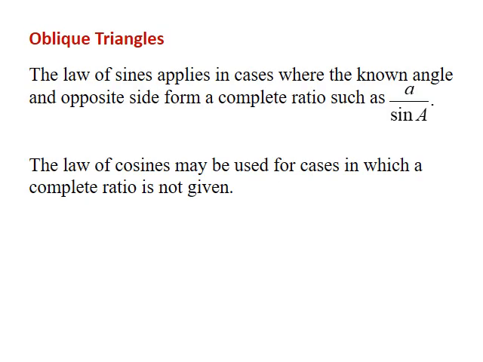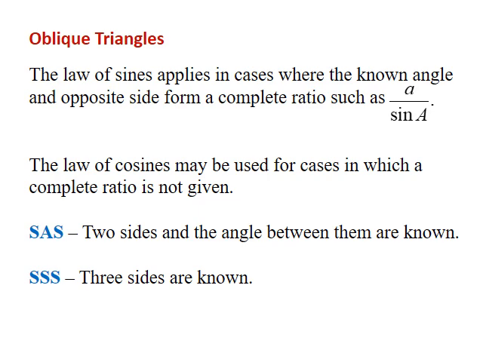So as mentioned in the previous section, there are a few forms of oblique triangles that we will have to use the law of cosines to solve rather than the law of sines. The reason for this is because in order to use the law of sines, we need to have a complete ratio. But in these two cases, side angle side or side side side, we don't have this complete ratio. So we need another method of solving, and that's the law of cosines.